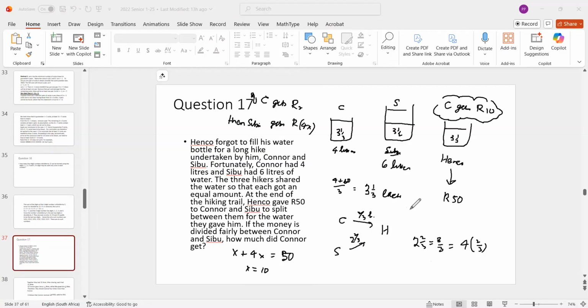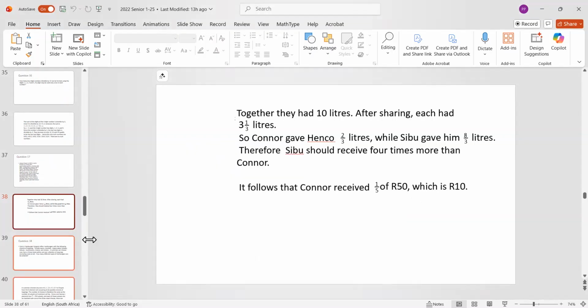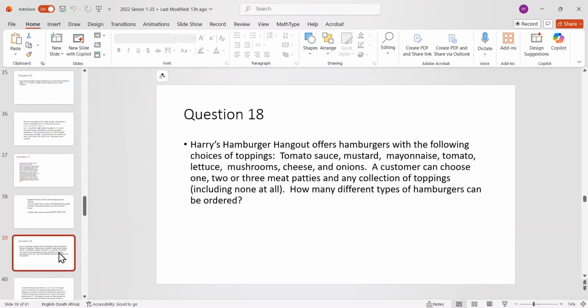Sorry, we got this writing all over the place here. All right, I didn't organize myself well. So the answer is Connor gets 10 rands. Logically, you actually have to find out how much did each give. Right? Then only it will be a fair distribution. So you can see this is the answer that I got. Let's get on to question 18.